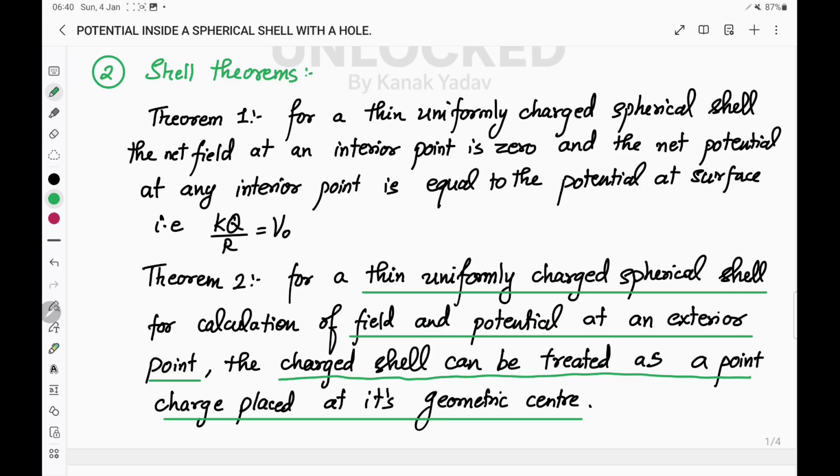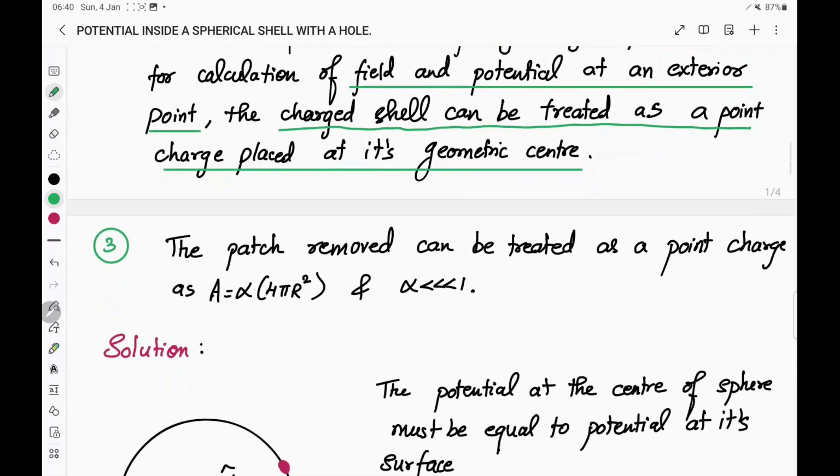I hope this is clear. So for all exterior points, we will be treating the uniformly charged shell like a point charge placed at its geometric center. The third important idea that we need to know is that the patch that has been removed can be treated as a point charge.